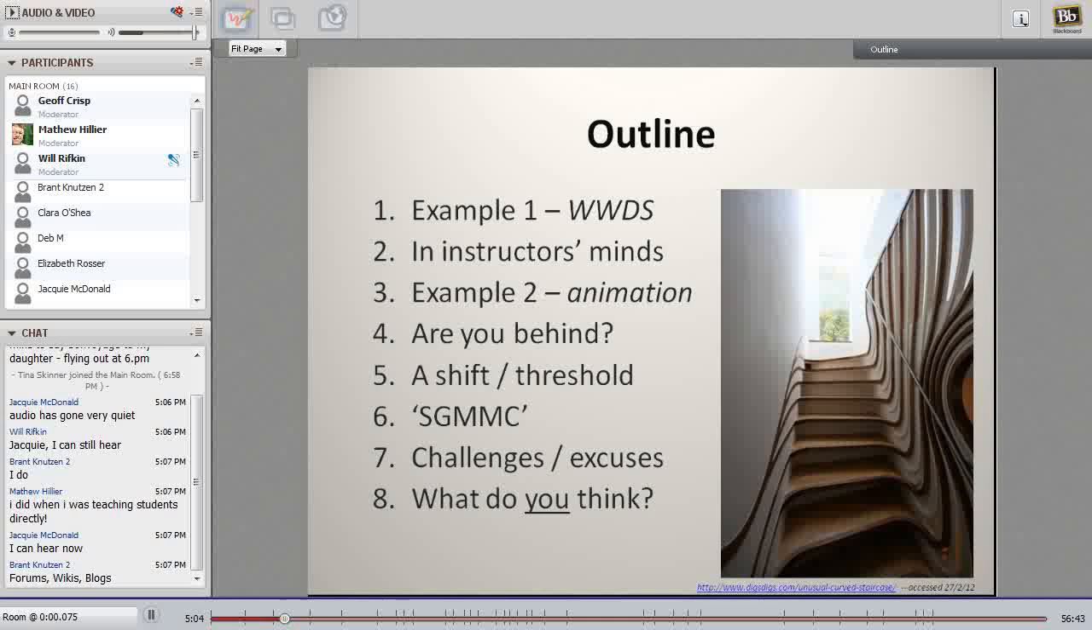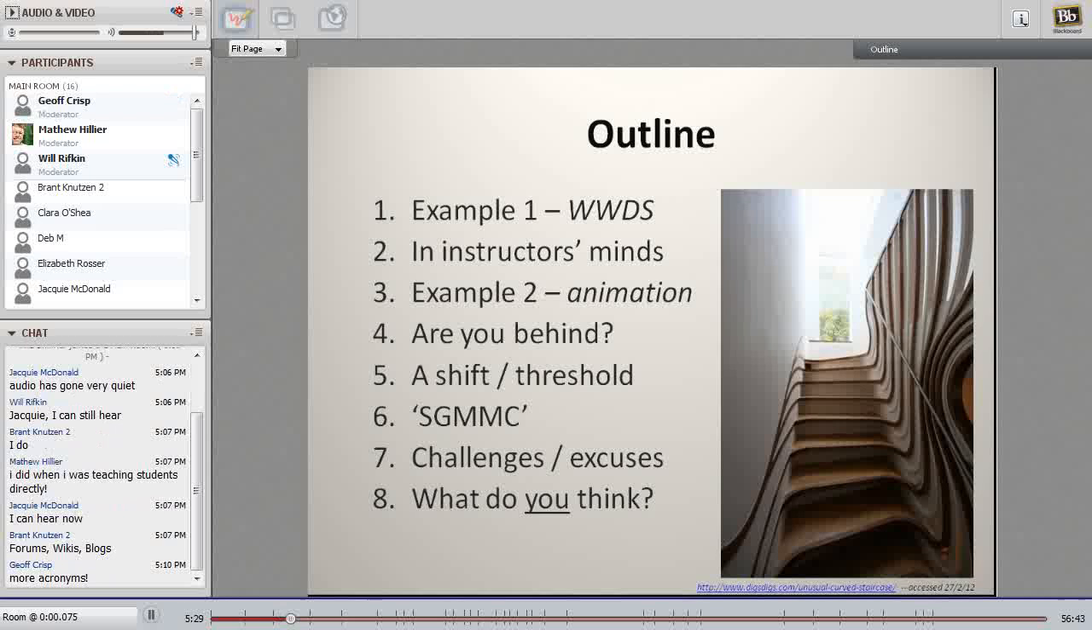And introducing an acronym that's hard to remember, SGMMC, for student-generated multimedia content, discussing the possibilities for that. And then looking at results of some interviews that we've had, about 20 in-depth interviews, ranging from 30 minutes to an hour and a half, of lecturers saying, how are you using information and communication technology in your teaching, your administration, and your research?